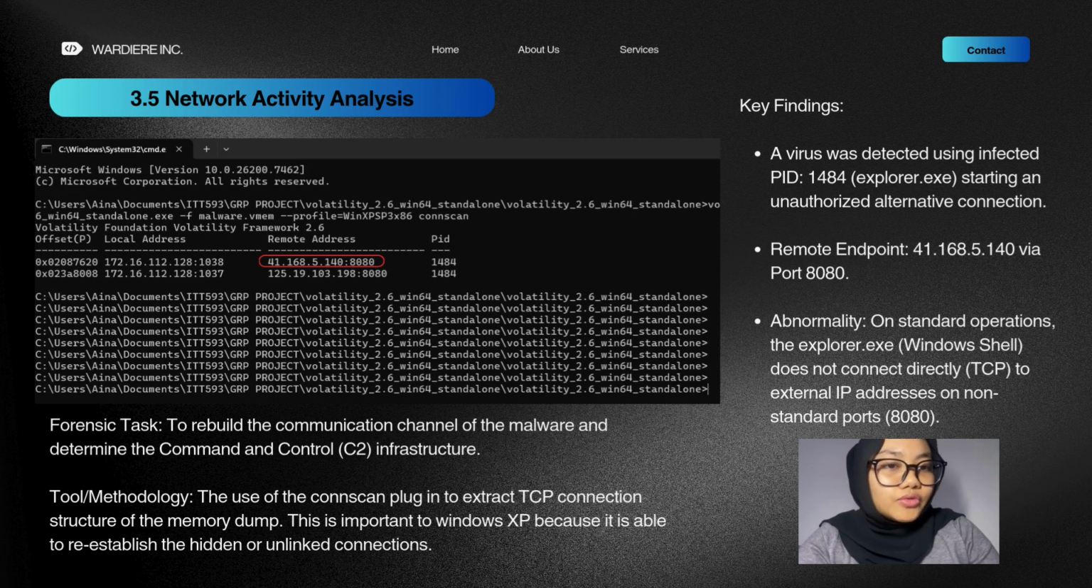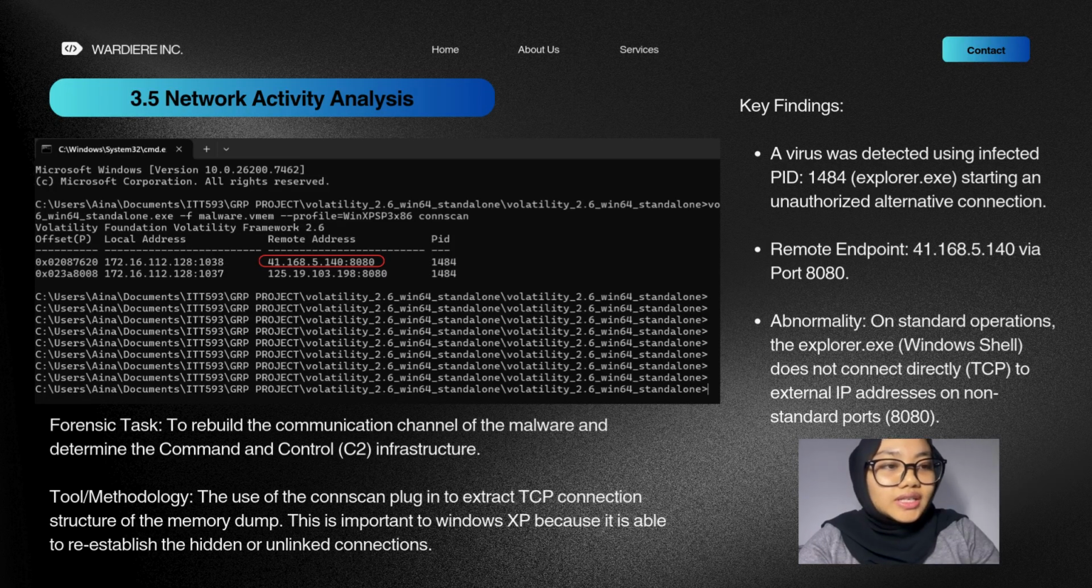Okay, so we are moving on to task 3.5, network activity analysis. We analyzed the network artifacts using the ConScan plugin. This tool is vital for Windows XP as it can carve out hidden TCP connections from the memory dump. Our analysis revealed a critical anomaly.